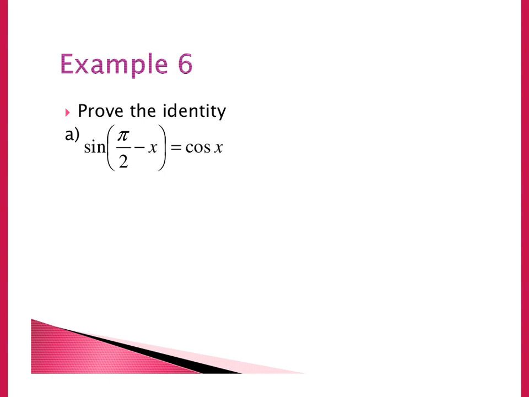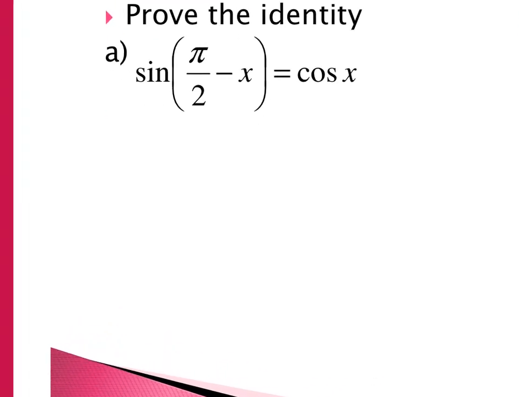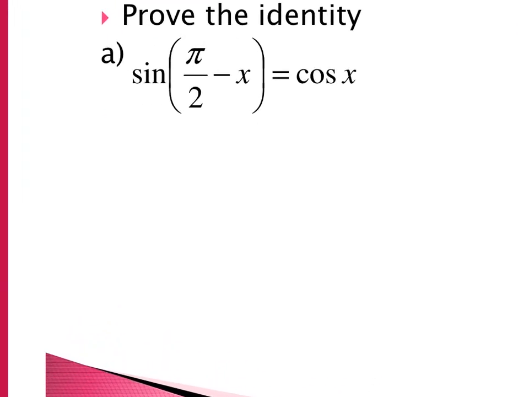So this is prove the identity. It's not asking you to just restate sine of pi over 2 minus x as cosine of x. That isn't, this is your cofunctions, right? We know that to be true. You're going to prove it using your sum and difference formula. So on the left-hand side, it says the sine of pi over 2 minus x. So I'm going to use the sum and difference formula of sine, which is sine of the first, cosine of the second. Keep your positive negative the same, so it's minus cosine of the first, sine of the second.